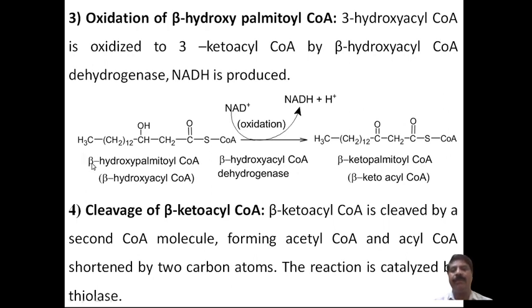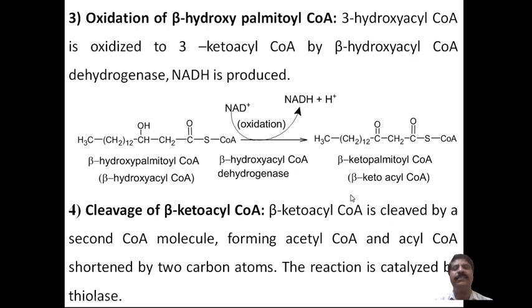Therefore here beta hydroxy palmityl coenzyme A is subjected to oxidation by using oxidized NAD plus and beta hydroxy acyl coenzyme A dehydrogenase as the enzyme to convert it, that is NADH plus H plus, and to form beta keto palmityl coenzyme A.